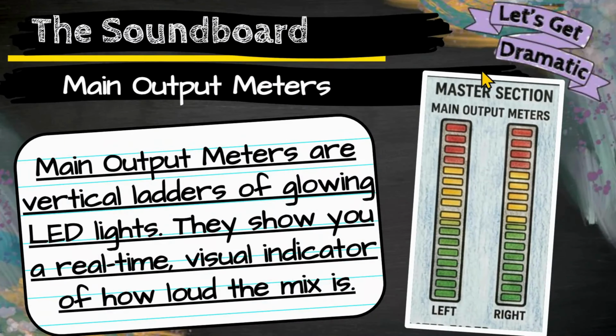Main output meters are the vertical ladders of glowing LED lights that show you real-time visual indicators of how loud the mix is. So you have your mix coming in from all of the audios. This lets you know how much output you are putting into the speakers.